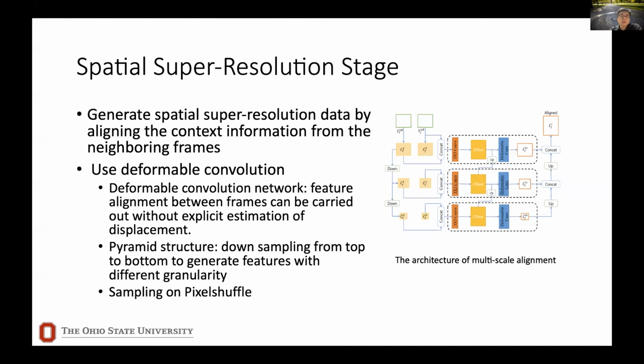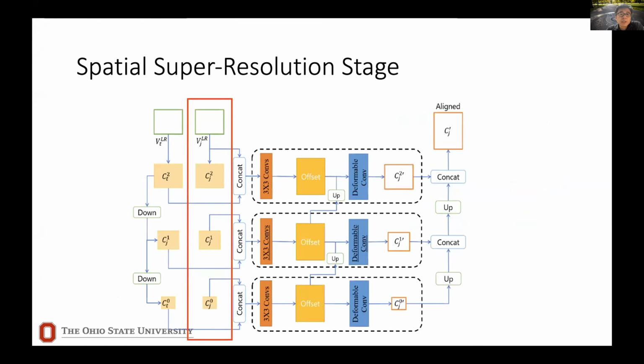All right. So now, we actually propose something called a deformable convolution neural network. This is a time step here.